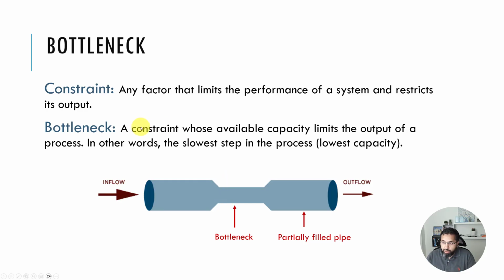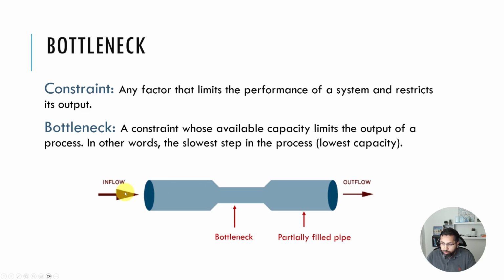other constraint. So a bottleneck is a constraint whose available capacity limits the output of a process. In other words, the slowest step in the process or the step with the lowest capacity. So if you look at this pipe, there's a bottleneck. It's less wide in the middle.